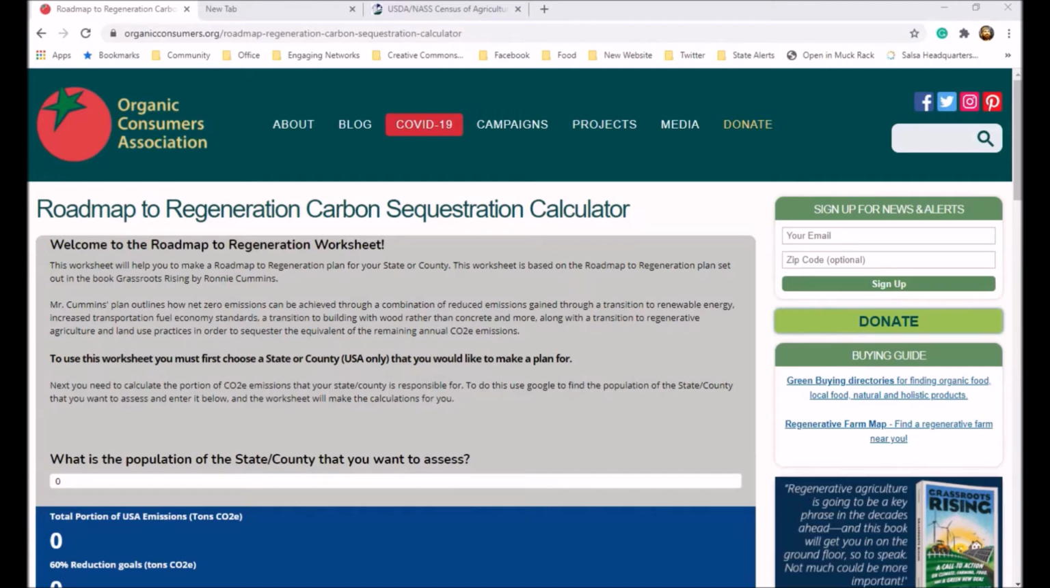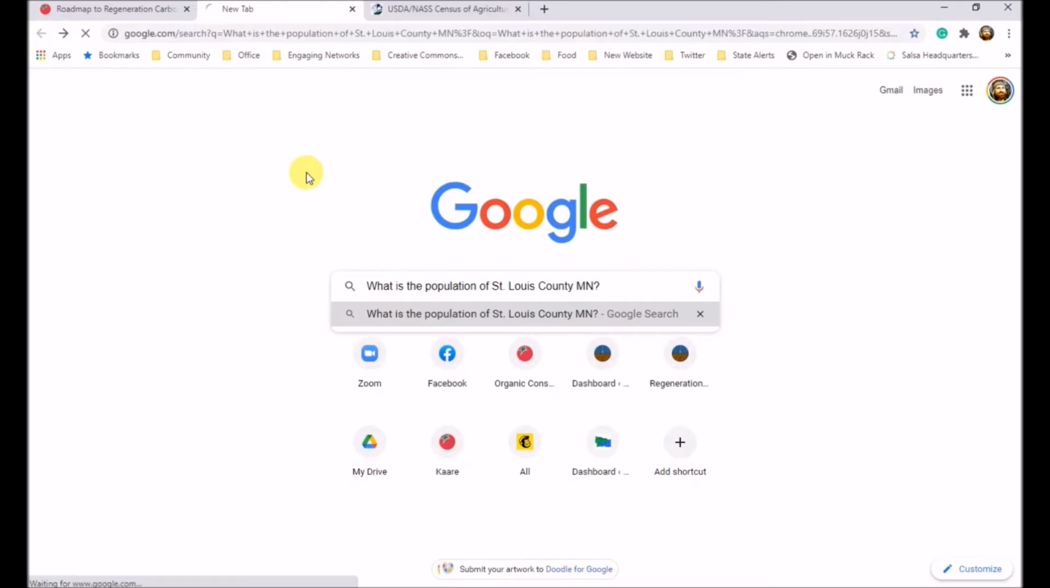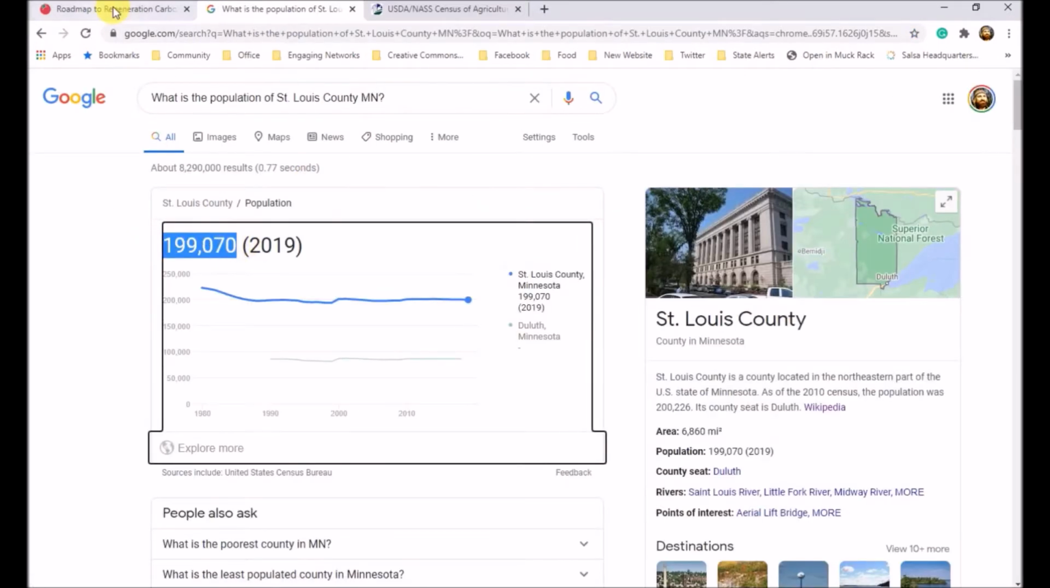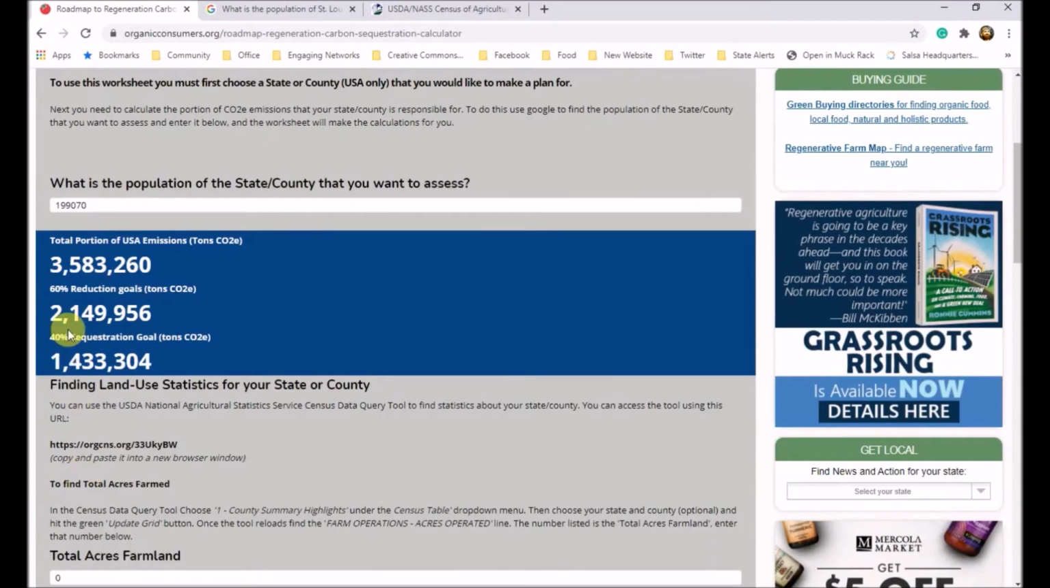The first question the calculator will ask you is the population of your state or county. You can find your county's population by going to Google and asking what the population of your county is. Take this information and enter it into the carbon sequestration calculator. Using this information, the calculator will estimate how much carbon your area should sequester, according to the Roadmap to Regeneration plan.